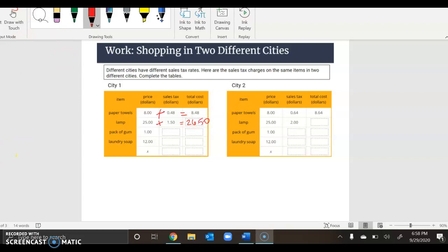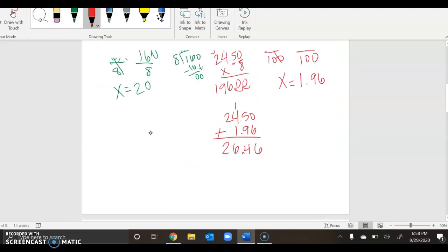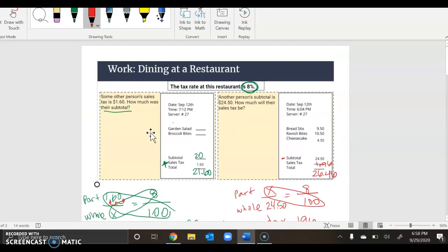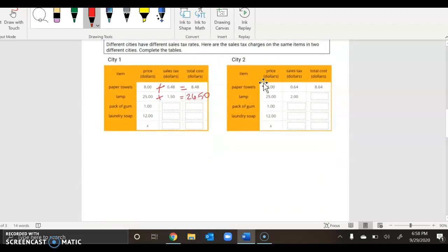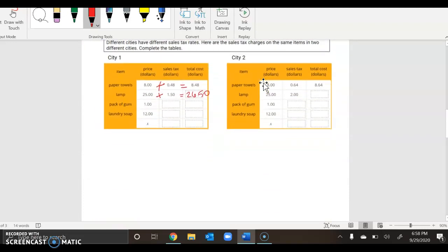Now, before we can figure out what our sales tax is going to be for our pack of gum, we need to know what our sales tax rate is. So for our receipt questions, we knew that our sales tax rate was 8%. But when we're looking at city 1, we don't know what our sales tax rate is, so we have to figure that out in order to fill in the rest of our table.